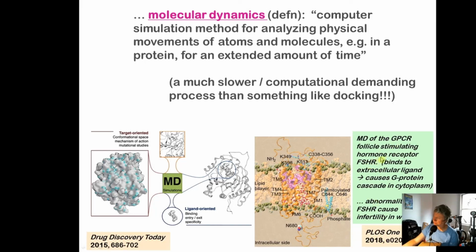So follicle stimulating hormone receptor, if it has abnormalities or is maybe underexpressed, causes infertility in women. So it's an important GPCR in fertility.